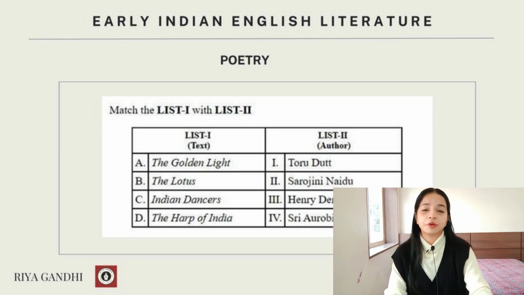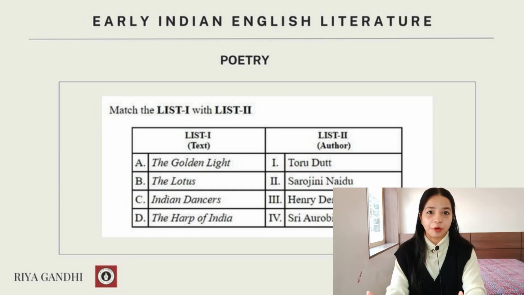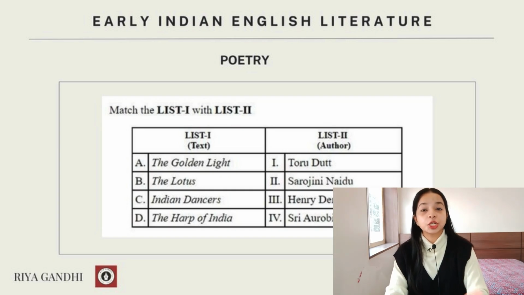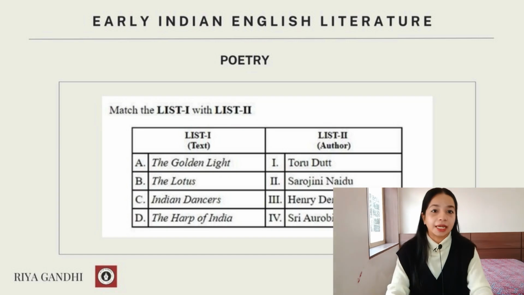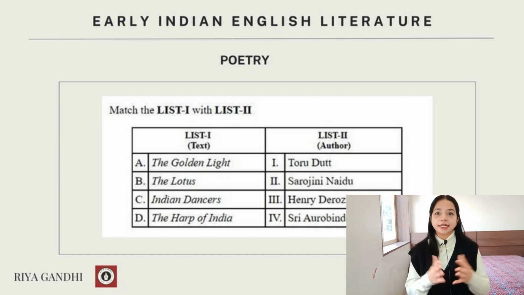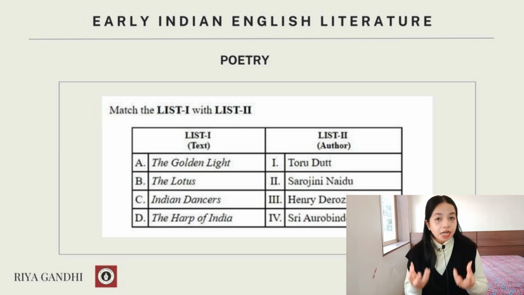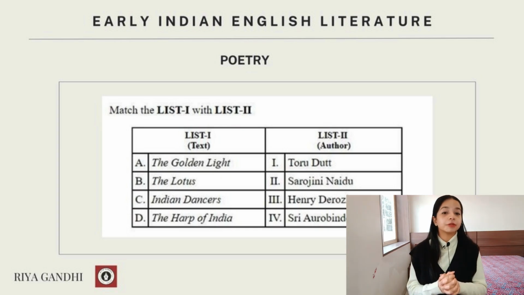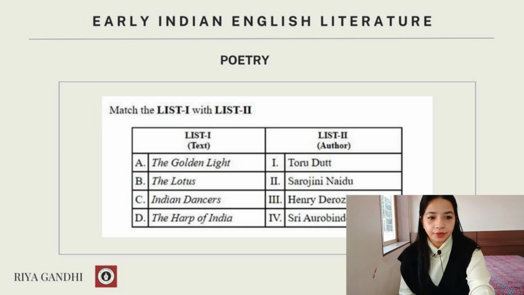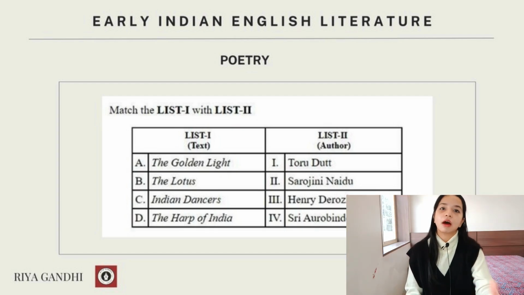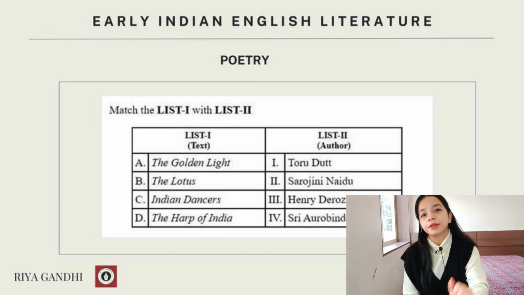So as you can see over here on your screen, another match the following question was asked related to the famous poetry written by these authors. So The Golden Light is a famous poem written by Sri Aurobindo. The Lotus is a famous poem written by Toru Dutt. Indian Dancers, again a famous collection by Sarojini Naidu. And the remaining text is basically The Harp of India, written by Henry Vivian Derozio.